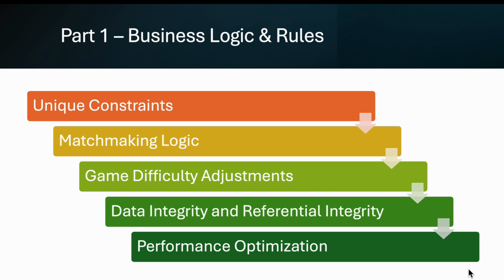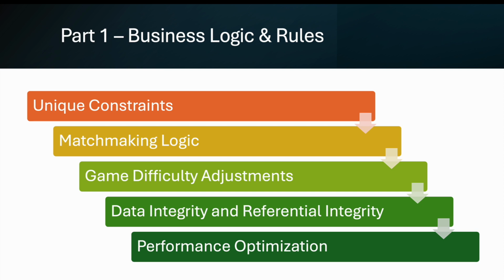So going over the business logic, we have 5 main points. The first is unique constraints, which is basically to ensure data integrity. There are various unique constraints on usernames and email addresses in the player table, which prevents duplicate entries, which could lead to player identification issues and data integrity problems.